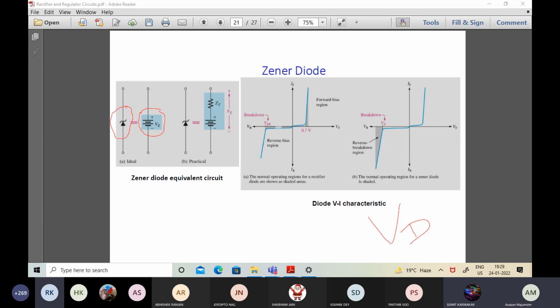Now, ultimately, the ideal scenario has been shown on the left. The practical scenario has been shown on the right. Why am I calling it practical? Though it has been mentioned as ZZ, it doesn't carry any meaning. It's a bit wrong. This ZZ should actually be RZ. Maybe ZZ is given in the particular textbook from wherever it has been taken. But what ZZ, or RZ, small r with a Z in the subscript, actually means is the incremental resistance of the diode.